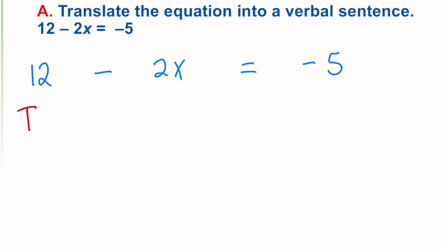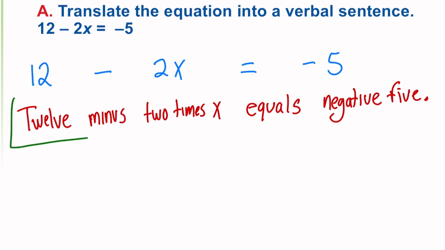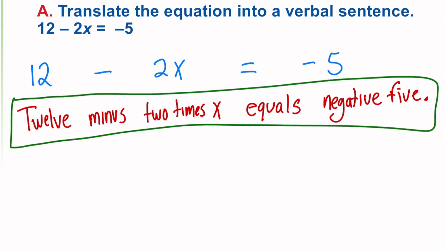So the first one, 12. Let me just write the number in words. Minus, so 12 minus, then we have 2x, so that means 2 times x. You can also say product, so you've got to think of different ways that you could say times, but times is the easiest one. And then equals. Alright, that was easy. And then negative 5. You don't want to say minus 5, this is negative 5. So 12 minus 2 times x equals negative 5. And that's it. That was not super hard to translate this into a sentence.